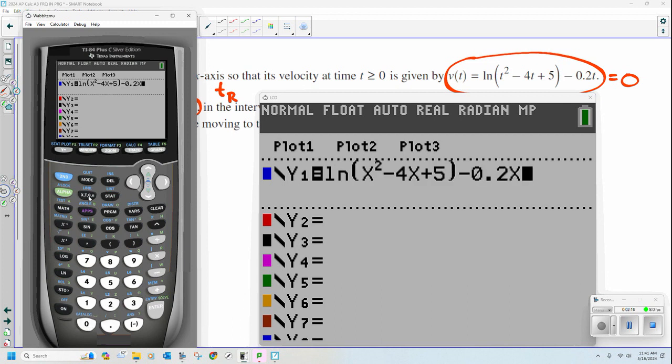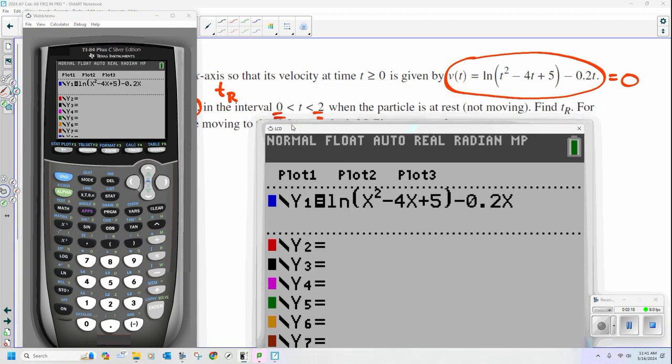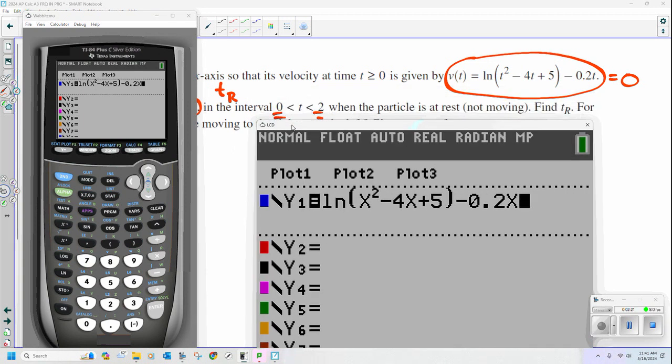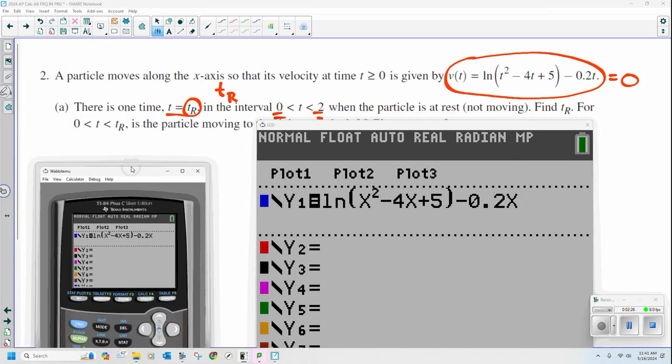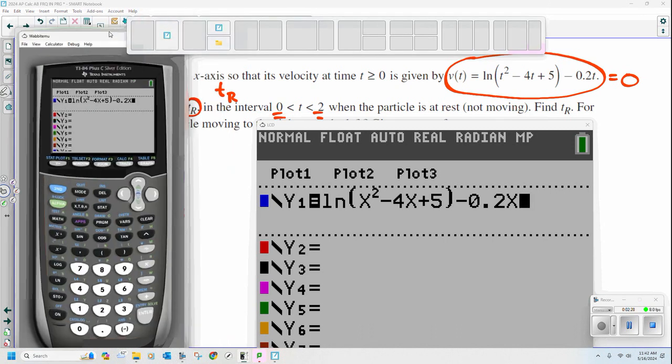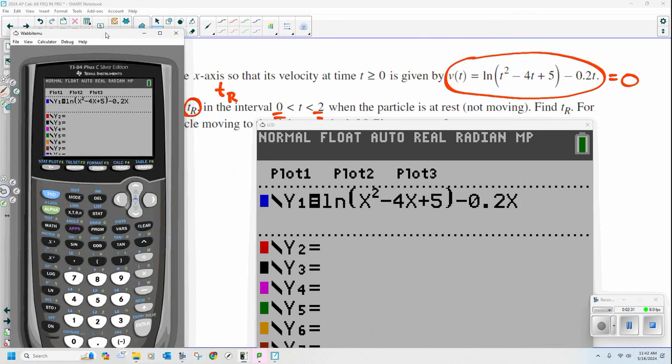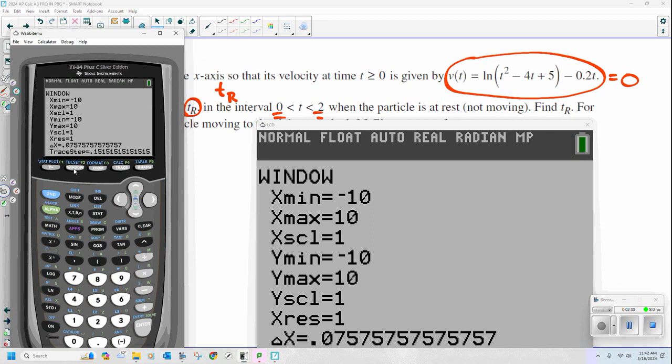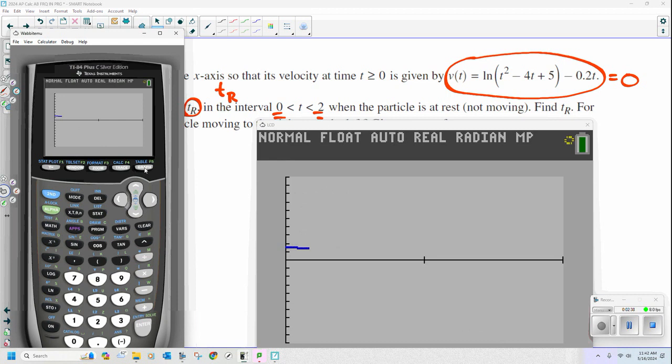Now, I only want to look between 0 and 2. Okay, it's right there between 0 and 2. Well, actually, do they give us another interval? Yeah, it's between 0 and 2. I want to make sure that was for the first part, not the second part. Okay, so I'm going to graph this. I'm going to change my window between 0 and 2. I'll leave the y's the same for now. Let's see what happens. Oh, yeah, it crosses between 1 and 2. I need to find this point of intersection right here.